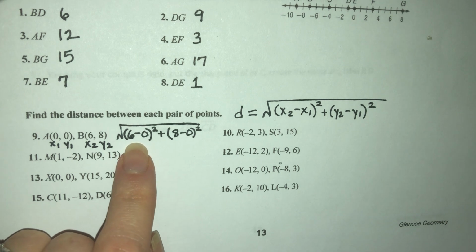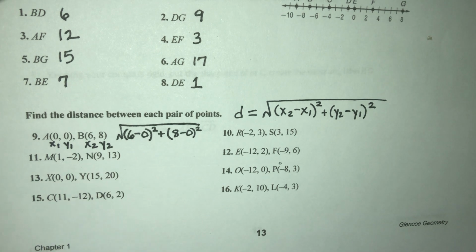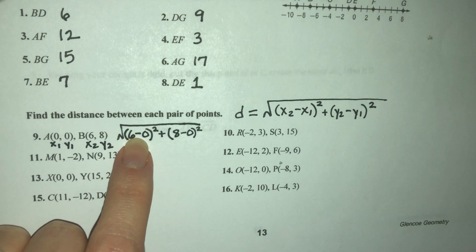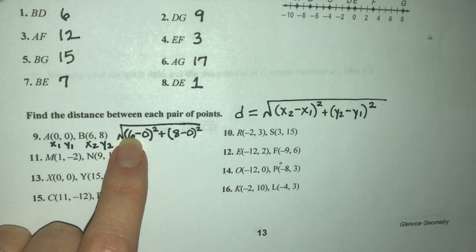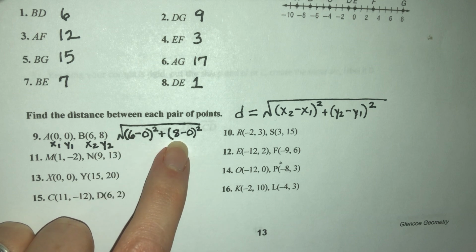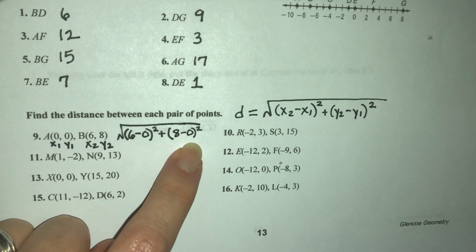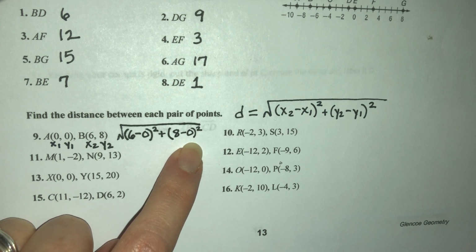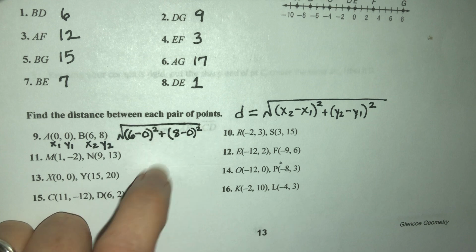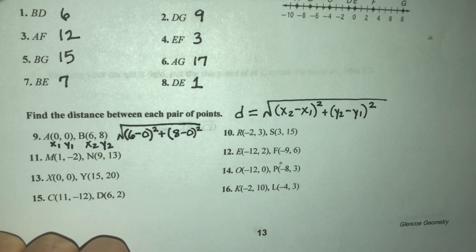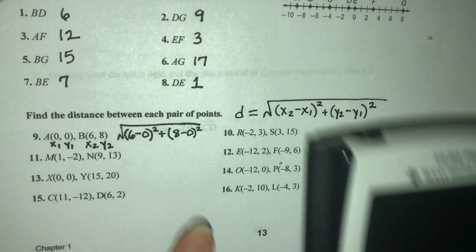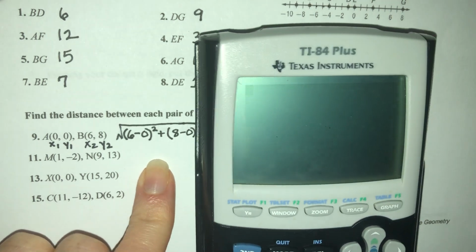Now, some of you can work this out in your head without using a calculator. 6 minus 0 is 6. 6 squared is 36. 8 minus 0 is 8. 8 squared is 64. 36 plus 64 is 100. And the square root of 100, what number times itself equals 100? That gives you 10. So some of you can do that in your head. If you can do that in your head, that's wonderful. Go for it. Do it. If you need to use a calculator, that's fine too.